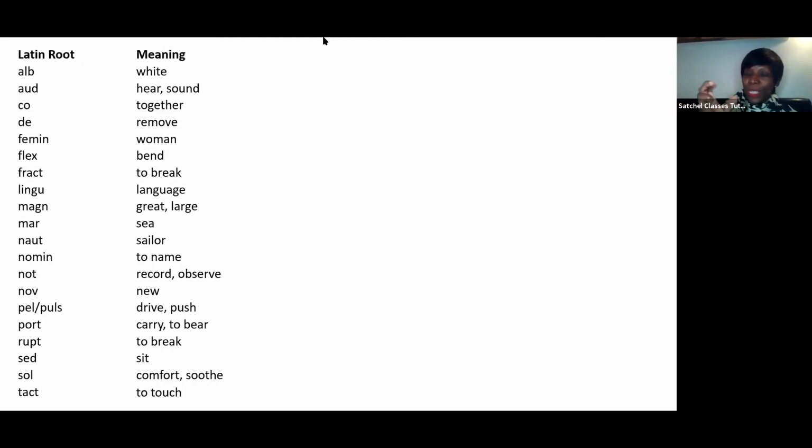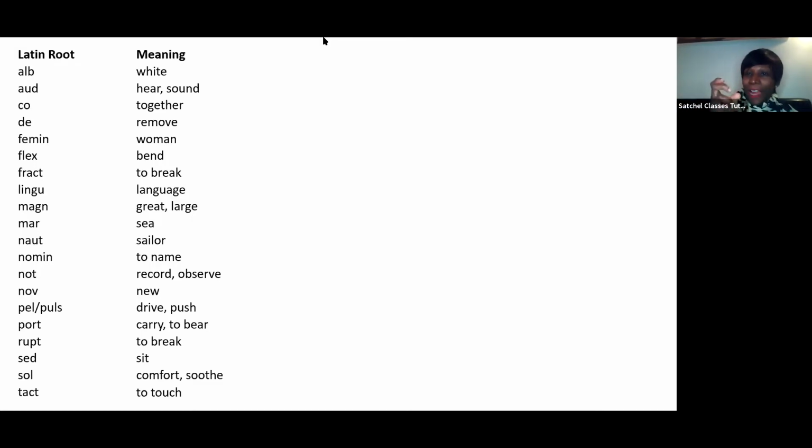Mar is to do with the sea, it's close to that word mer in French. Naut is about sailing, so nautical. Nom is about naming and giving a name. Not is note, to record or to observe something. Nov, like novice, something that's new or novel. Pel or pulse is to propel, to drive, to push. Porter is to carry or to bear.